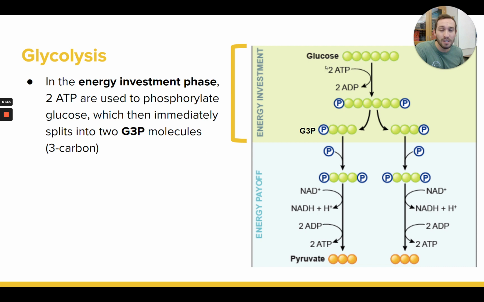In the energy investment phase, basically what I need you guys to know is we're taking glucose and we're going to use 2 molecules of ATP to ultimately turn it into these 2 guys here, which are called G3P. If you look at what's happening in this picture, this glucose is going to turn into a molecule that also has 6 carbons. This is no longer glucose though, and it has 2 phosphates attached to it, a phosphate group over here and a phosphate group over here. Those phosphates came from ATP.